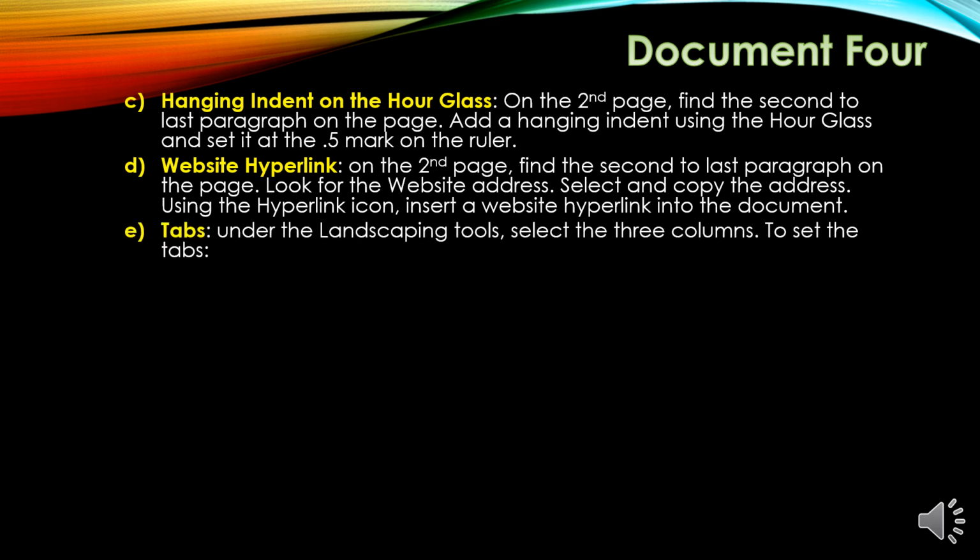Tabs. Under the Landscaping Tool section, select the 3 columns. To set the tabs, set a left tab at the 2, 4, and 6 mark.